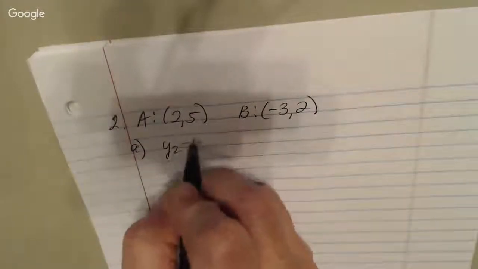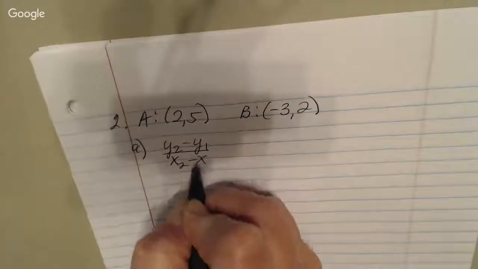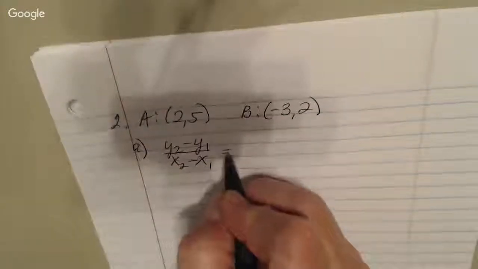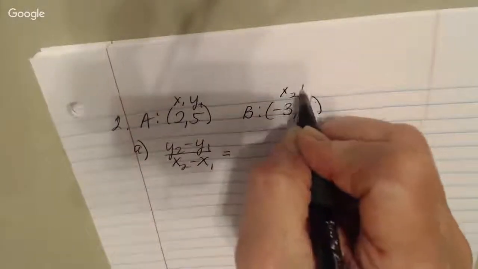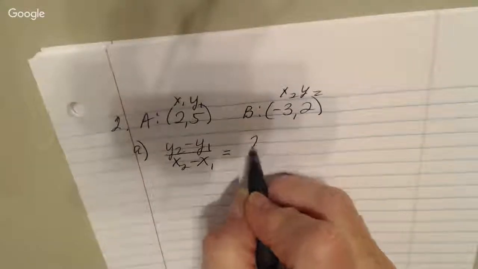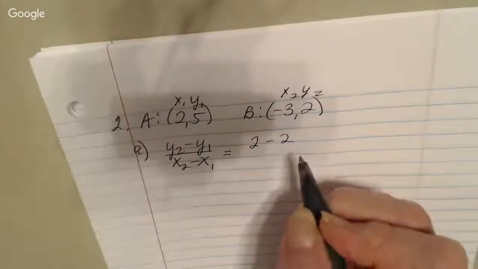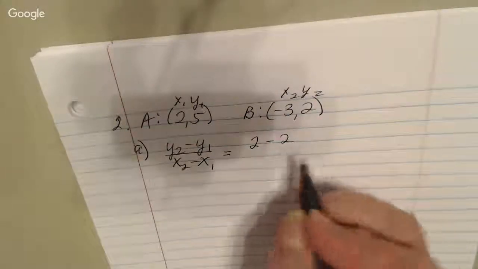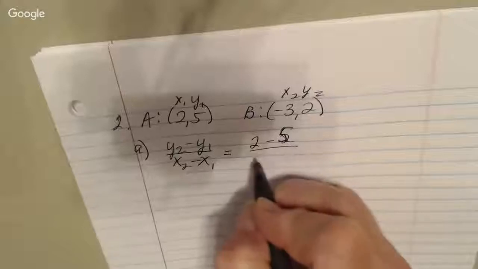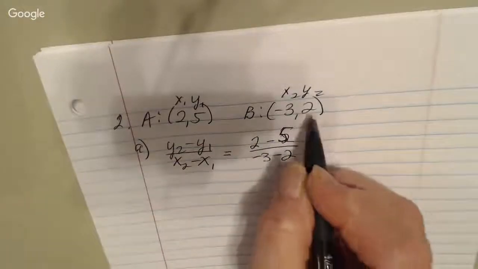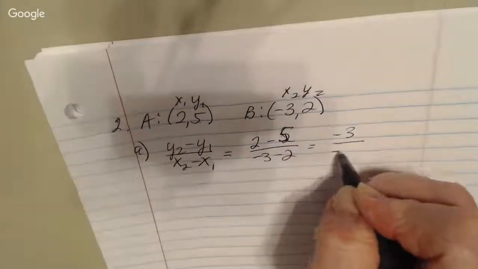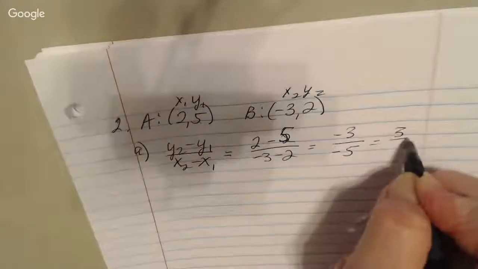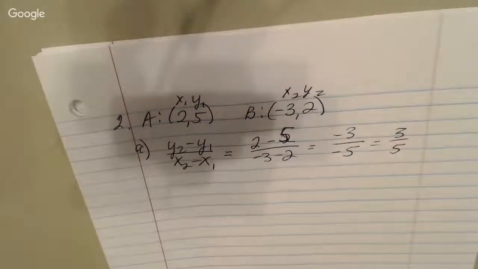Well, slope is the y2 minus y1 over x2 minus x1 formula. Yes, you're going to need to know that formula. So I'll call this x1, y1, and this x2, y2. I'm going to say 2 minus 5 over -3 minus 2. I have to do my y's, then my x's. And I get -3 over -5, which becomes a positive. Negative over negative is a positive, 3 over 5 for that one.